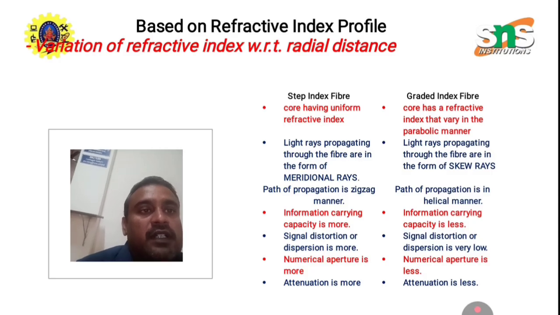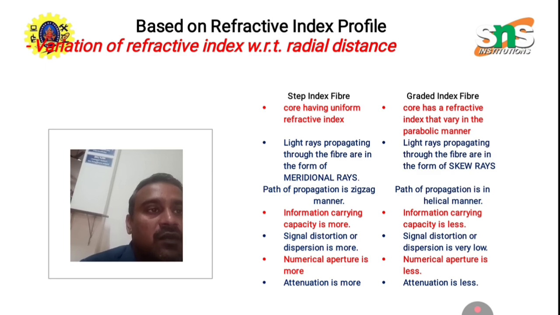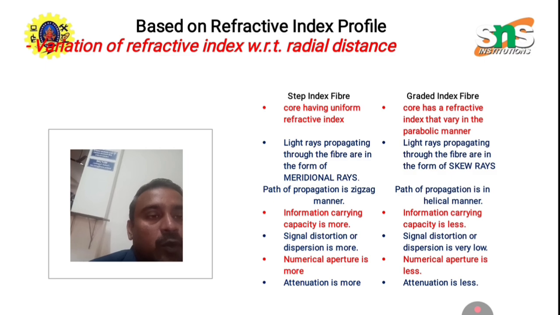Based on the refractive index profile, here is a comparison between step index and graded index fibers. In step index the core has a uniform refractive index, while in graded index the core refractive index varies in a parabolic manner. In step index fiber the light rays propagate in the form of rays, while in graded index fiber it will be a wave pattern. These are the comparison points between step index and graded index fiber. For numerical aperture and attenuation, attenuation, which means losses in optical fiber, is more in step index and less in graded index fiber.